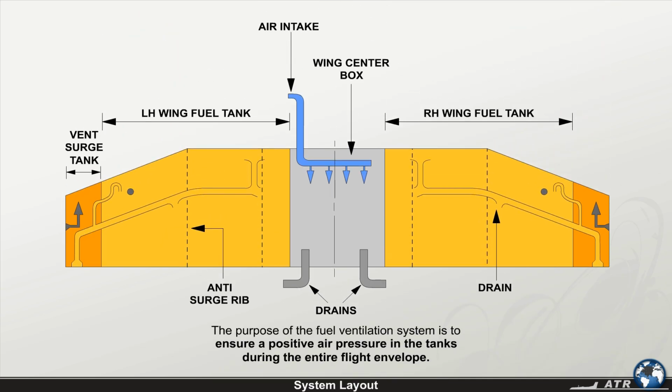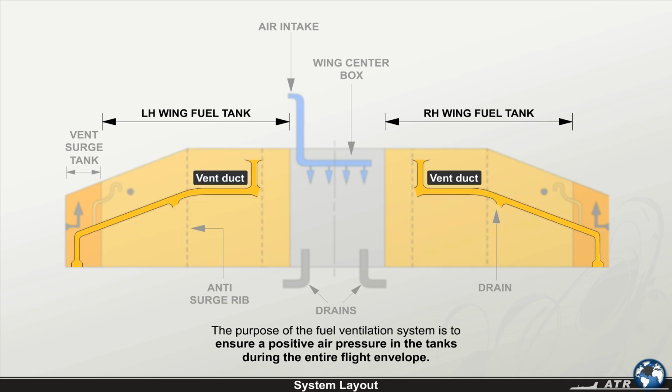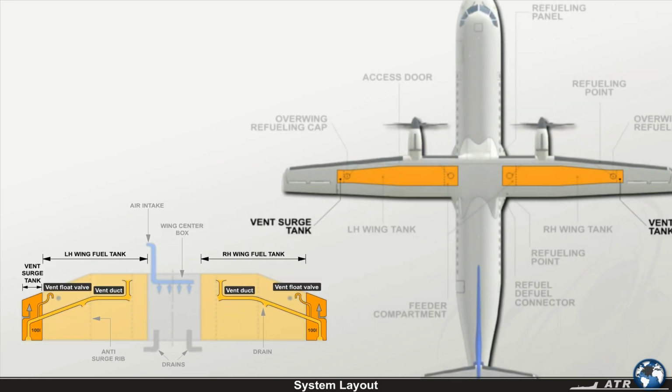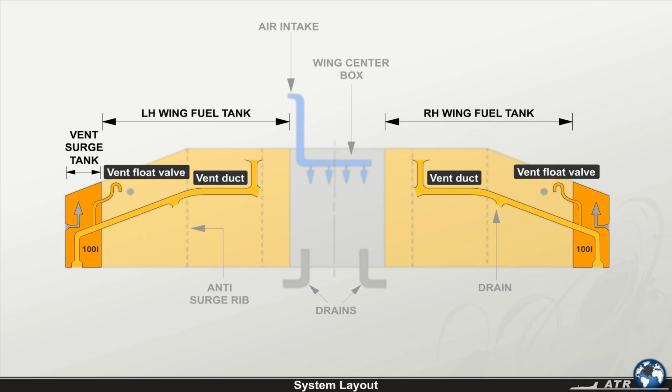The purpose of the fuel ventilation system is to ensure a positive air pressure in the tanks during the entire flight envelope. Each fuel tank is air vented through an individual vent duct and a vent float valve that are connected to a 100-liter surge tank. The surge tank is located in the outer wing section and is connected to the atmosphere via a flush NACA inlet.